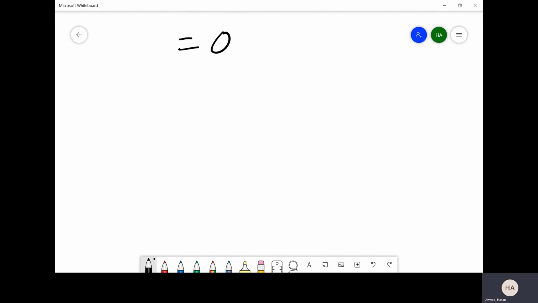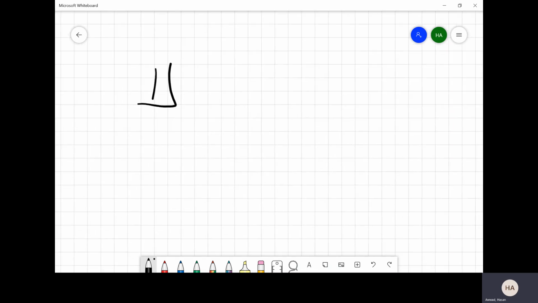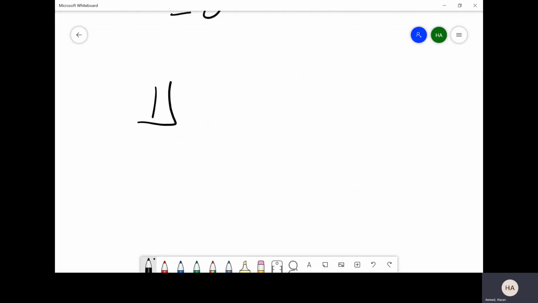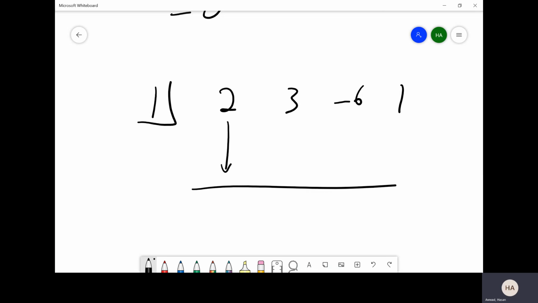Okay, so what we have to do, again, we put our number in a box, right? We already have x minus a number, so whatever that number is just goes in the box. So it's going to be a positive 1 in the box, right? Now we just take our coefficients here. So our coefficients are going to be 2, 3, negative 6, and 1. We know we're dropping down the first one. We put our line down here. We drop down the first coefficient. That's just a 2.